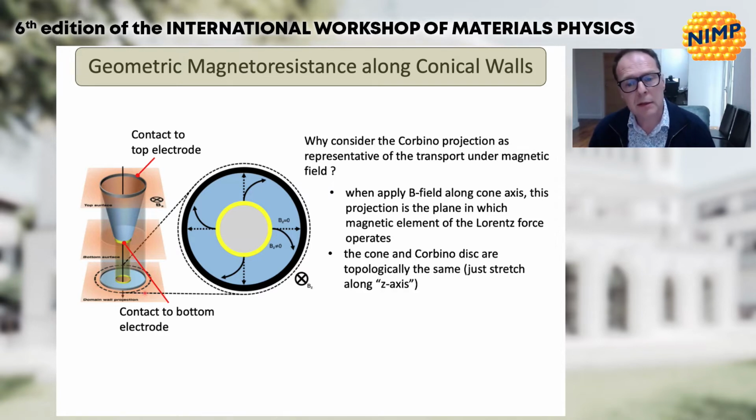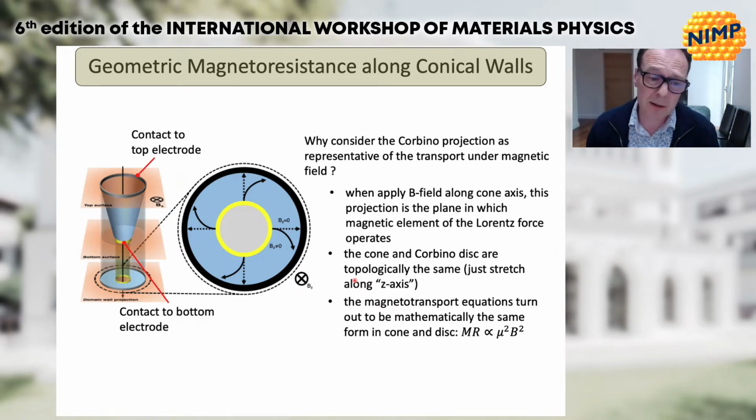Two is a bit weaker, really, but topologically, if you take a Corbino disk and you stretch it along the axis of a cylinder, then you create these Corbino cones. So the topology of the two things is the same, and maybe that means that their physics is going to be similar.